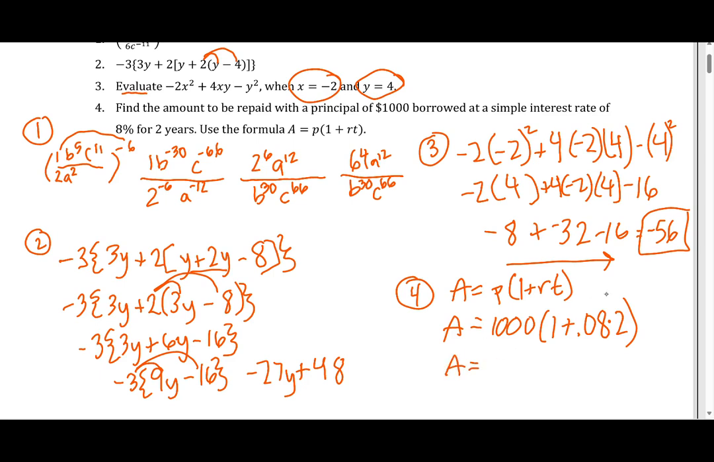A equals, and then we'll just follow the order of operations. We're going to do parentheses first. Inside the parentheses, we'll do the multiplication. So we've got 1 plus 0.16. So that's 1,000. You can also just put this in your calculator. 1.16. Multiply that and you get 1,160. Now this was talking about dollars and cents. Let's go with a dollar sign there. And that is our amount.